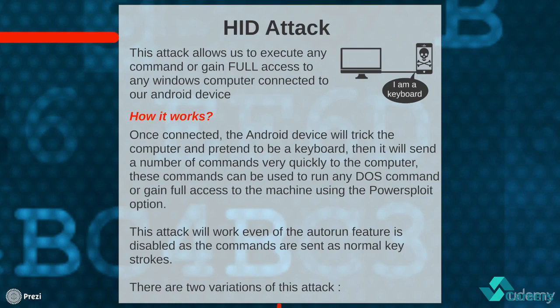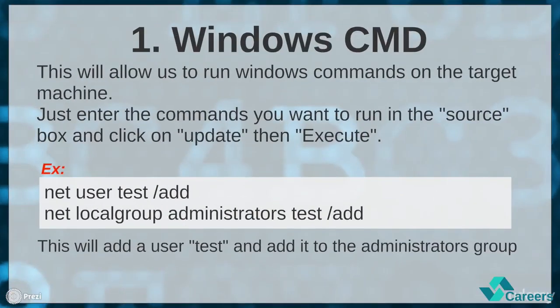So we can run any Windows commands, we can gain full access to that computer, we'll see that in the next video, or you can just add a username and password and then remotely log into that computer, which is what we're going to do in this video. So we're going to program our Android device. As I said, we're going to use two commands. The first command is to add a user, and the second command is to add that user to the administrators.